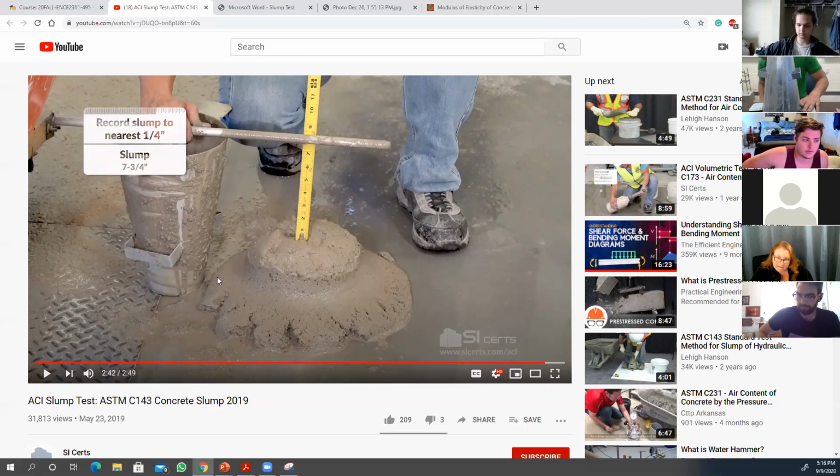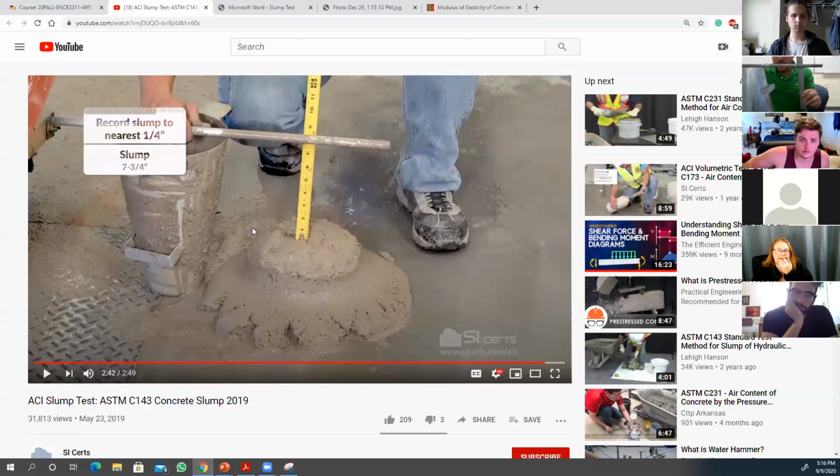You know the initial height. It is 12 inches, right? It's 12 inches. This is the initial height, right here. And after I remove this cone, I measure the difference, right? From the original elevation, which was 12 inches, to where it is right now after I remove the cone. Make sense?